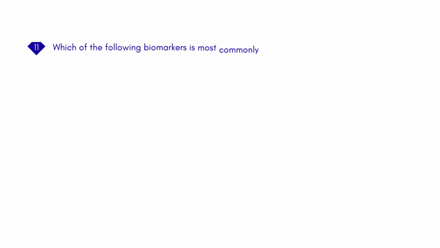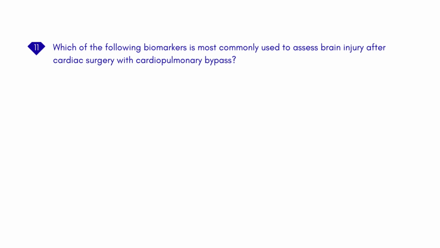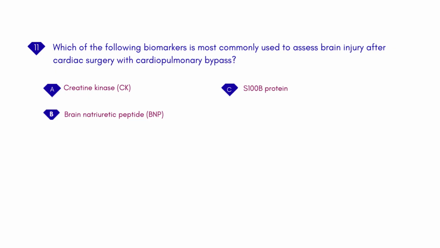Which of the following biomarkers is most commonly used to assess brain injury after cardiac surgery with cardiopulmonary bypass? A. Creatine kinase, CK. B. Brain natriuretic peptide, BNP. C. S100B protein. D. C-reactive protein, CRP.